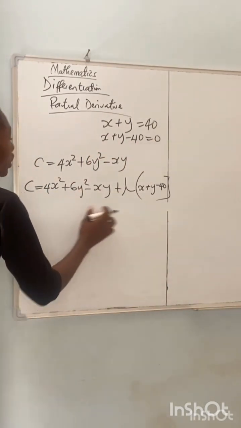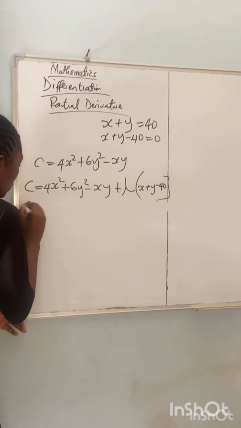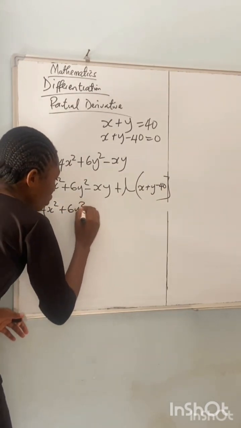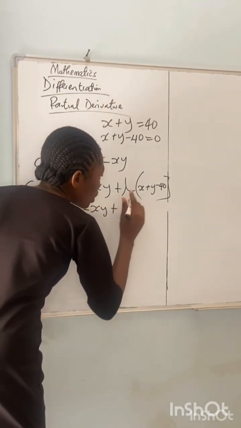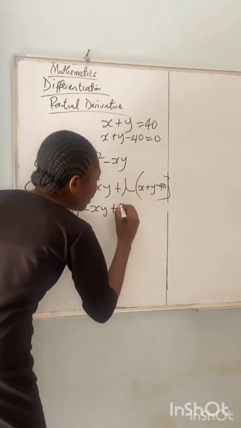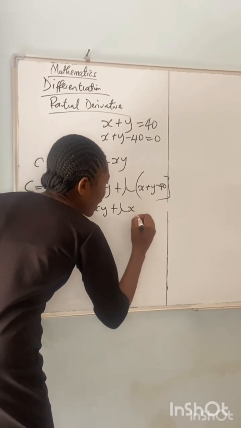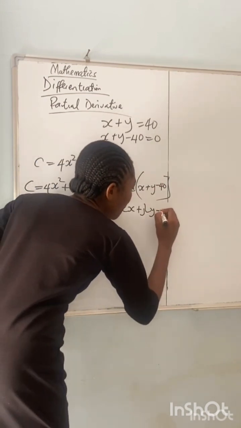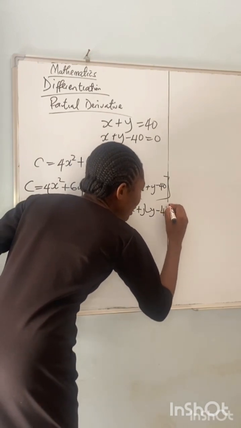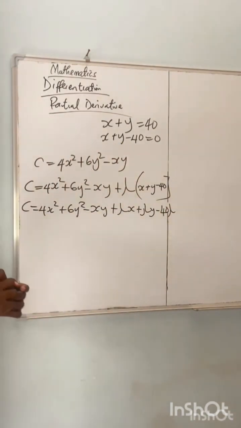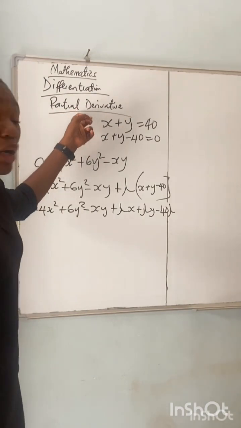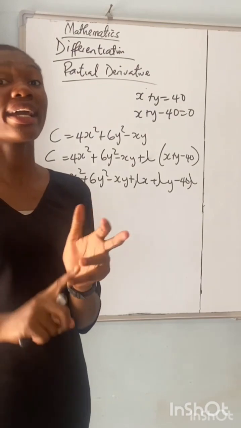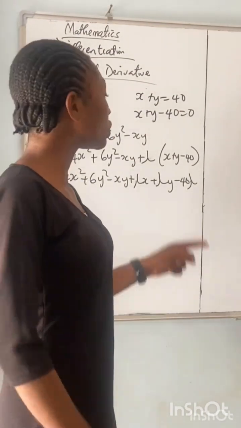Now we're going to expand this bracket. We have C equal to 4x squared plus 6y squared minus xy plus our Lagrange times x, plus our Lagrange times y, and then minus 40 times our Lagrange. The idea of partial derivative is that we're going to be differentiating with respect to x, with respect to y, and with respect to our Lagrange.